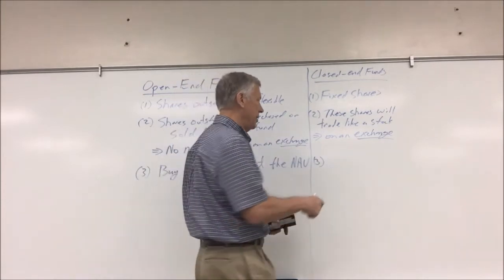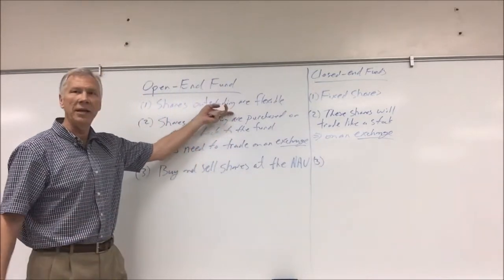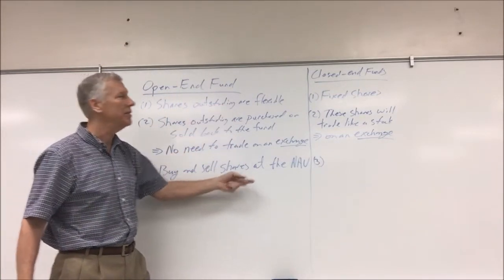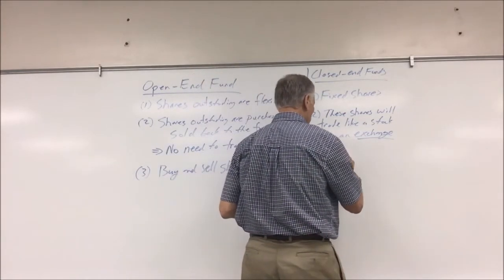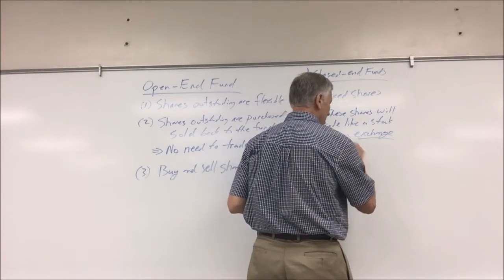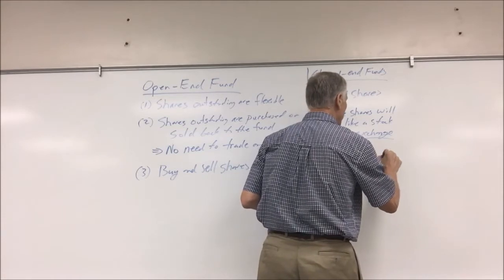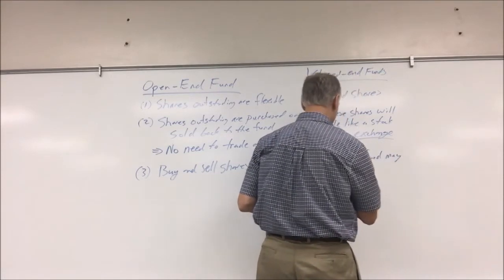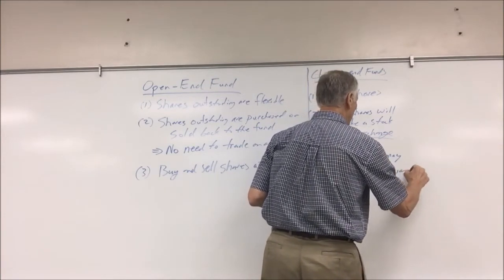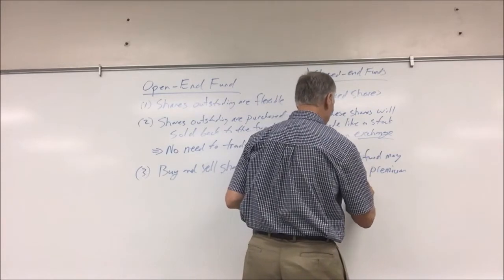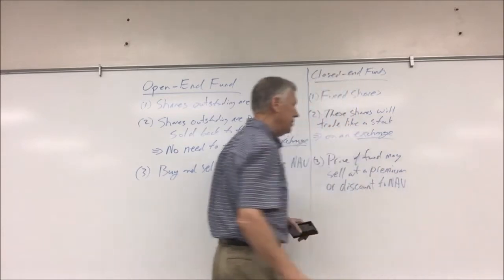So what's going to happen down here, price is going to be dependent upon demand. Okay? Up here, shares outstanding was dependent upon the demand, not price. This is fixed, so this is going to be what's going to happen. So it's possible, okay, the price of the fund may sell at a premium or discount to net asset value. It's a big deal here, okay?